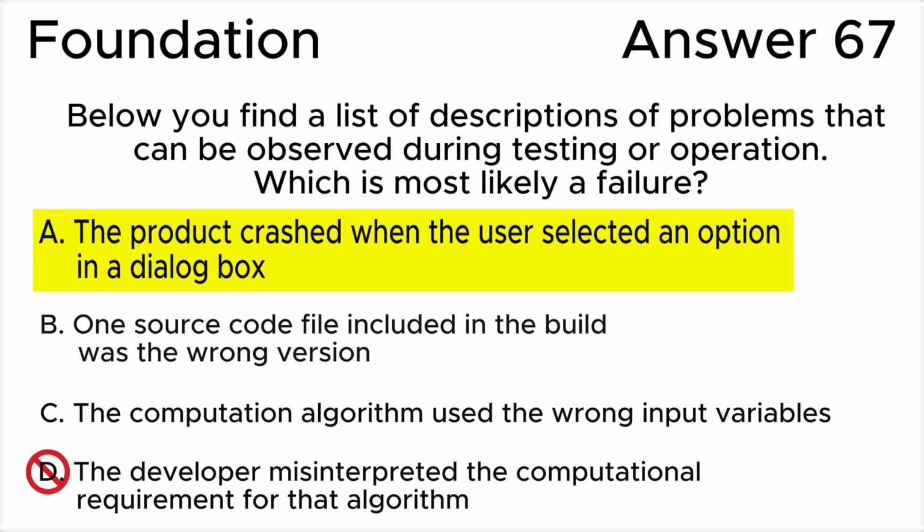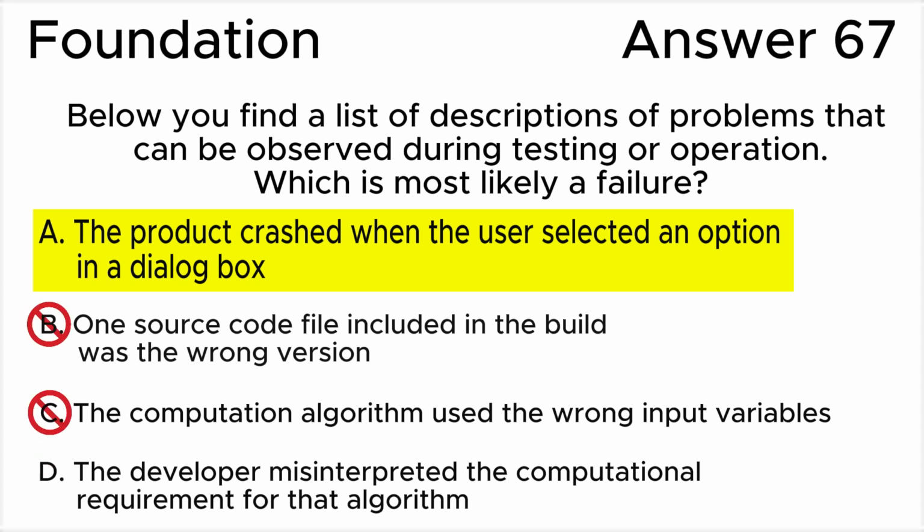Answer D is incorrect because this describes a misunderstanding or misinterpretation in the development process, which could potentially lead to defects if the misinterpreted requirement is implemented incorrectly. However, it becomes a failure when the software behaves incorrectly as a result of this misinterpretation during testing or operation.